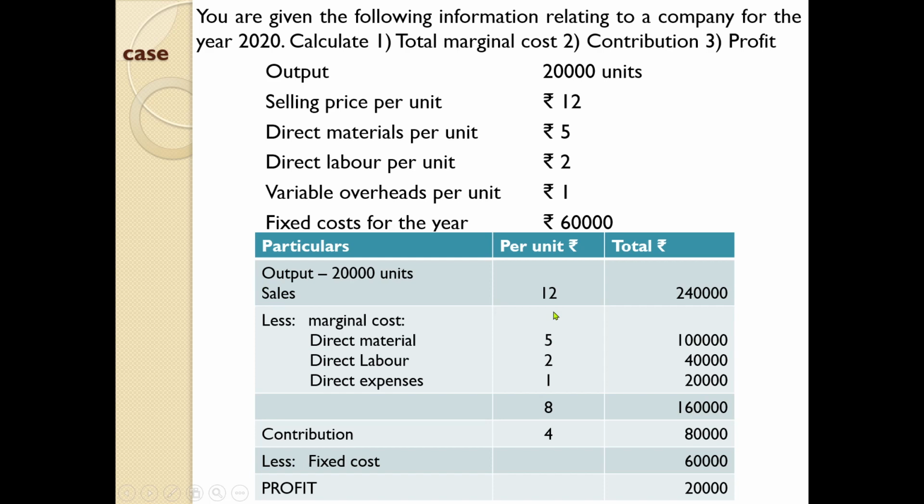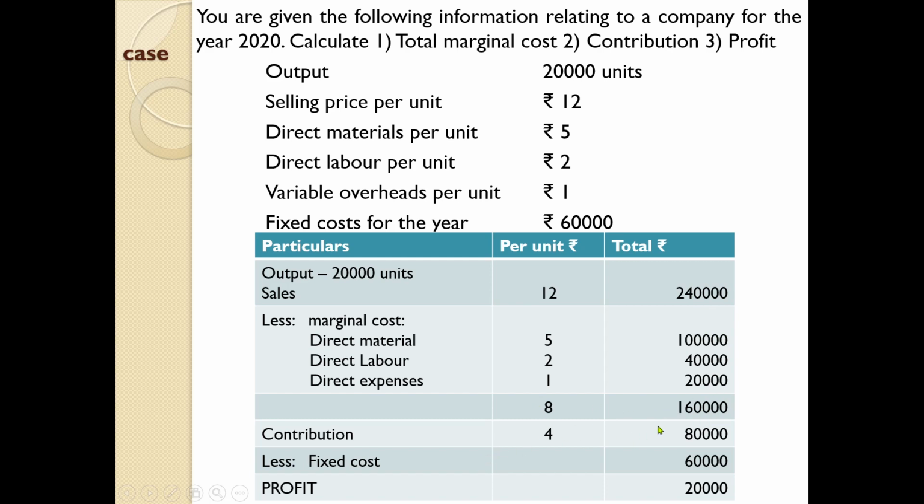Sales is 12 per unit. So, 12 into 20,000 you will get 2,40,000, and from sales you will be deducting various variable cost items: direct material, direct labor, direct expenses. 5 into 20,000 is 1 lakh, 2 into 20,000 is 40,000, 1 into 20,000 is 20,000. If you add these three items, you will get the total variable cost per unit 8, and 8 into 20,000 you will get 1,60,000. And if you deduct these variable cost items from 2,40,000, you will also get 1,60,000. This is a cross verification step.